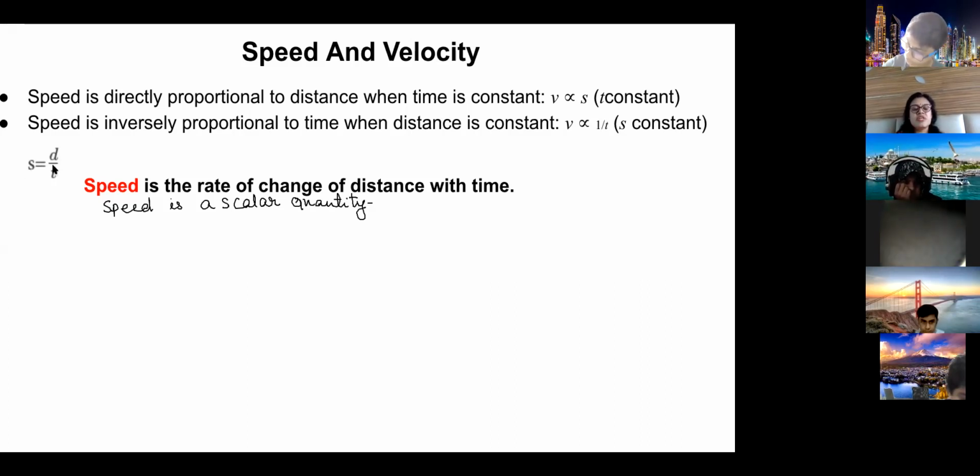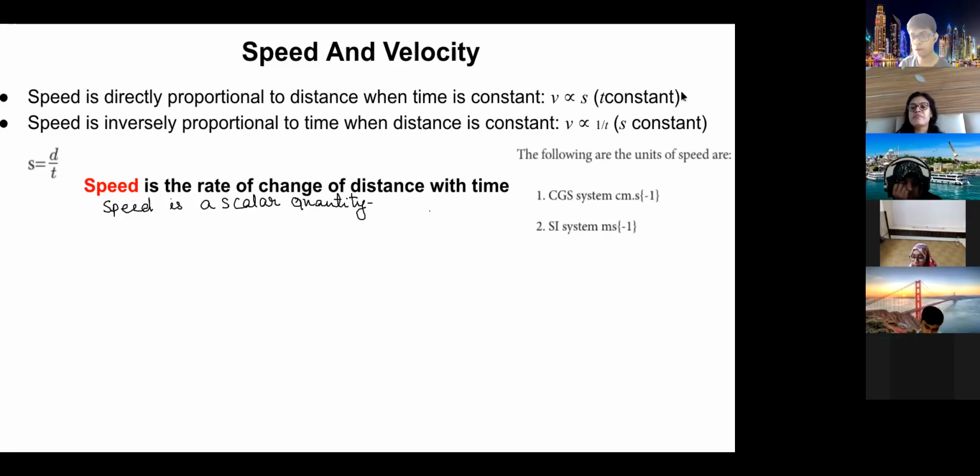So speed is equal to distance divided by time, which means it is directly proportional to distance for constant time, and it is inversely proportional to time for constant distance. The main formula is speed is equal to distance divided by time. Speed is the rate of change of distance with time. This is the formula which we are going to use in mathematical calculation when the graph is not given.